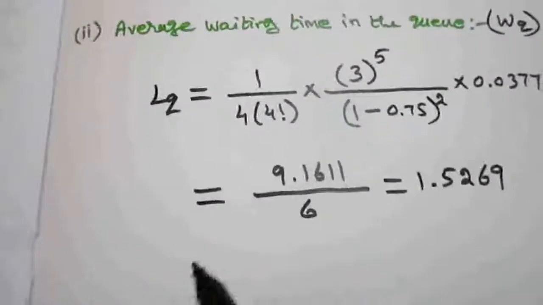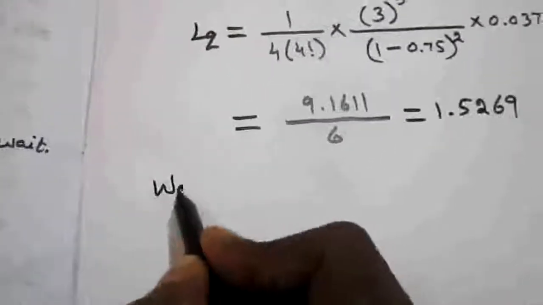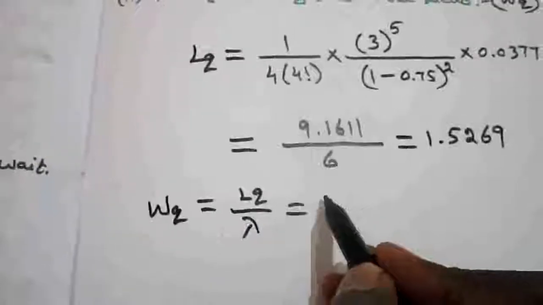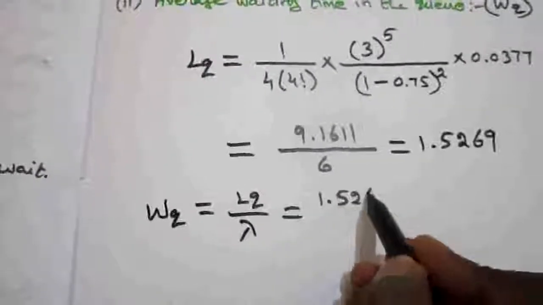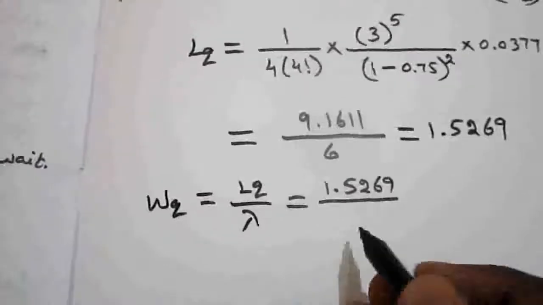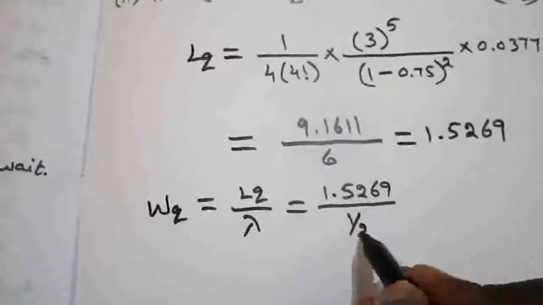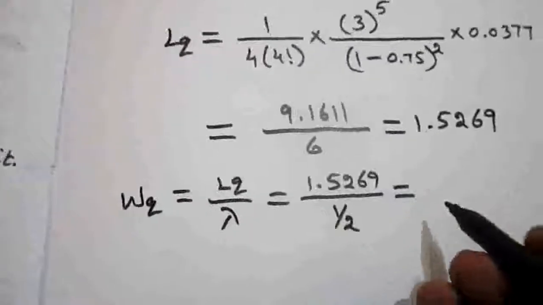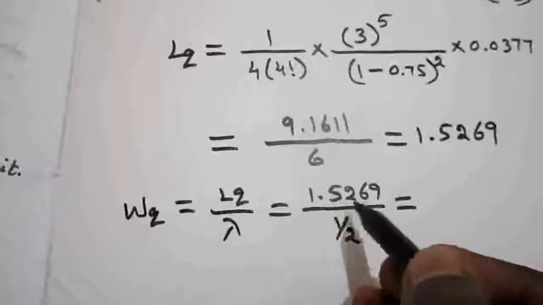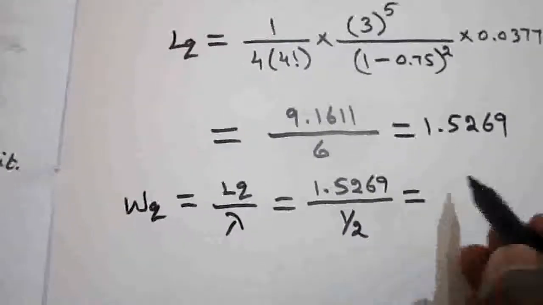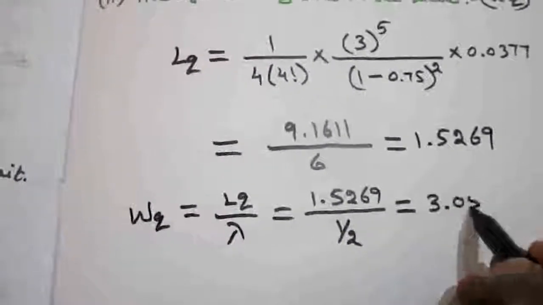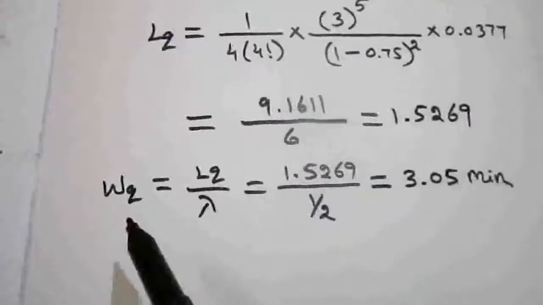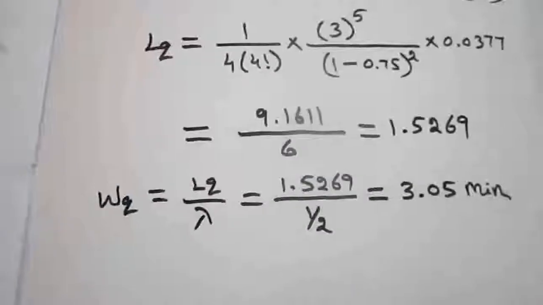But we want WQ. WQ formula is LQ by lambda. LQ value is 1.5269 whole divided by lambda value, which is 1 by 2. So 1 by 2 means, you take in the numerator 2 into this. So using your calculator, multiply 1.5269 with 2. The value is 3.05. So 3.05 minutes. So customer waiting time in the queue is 3.05 minutes.